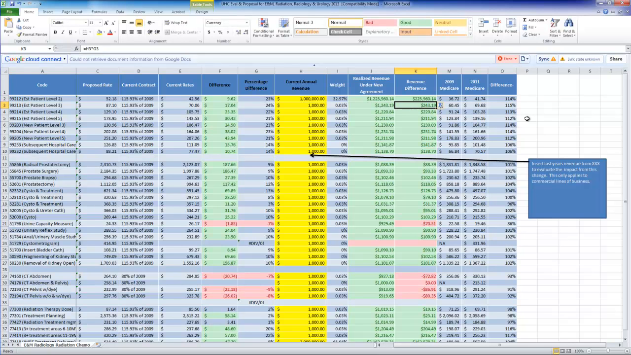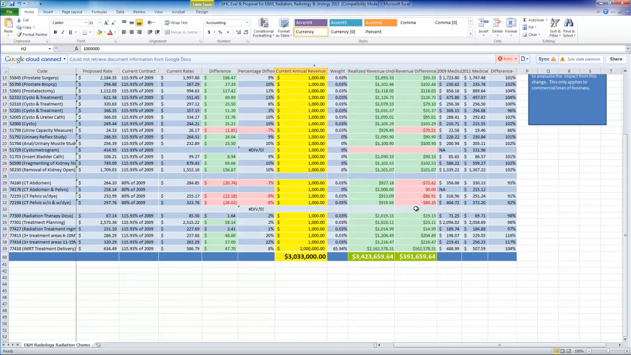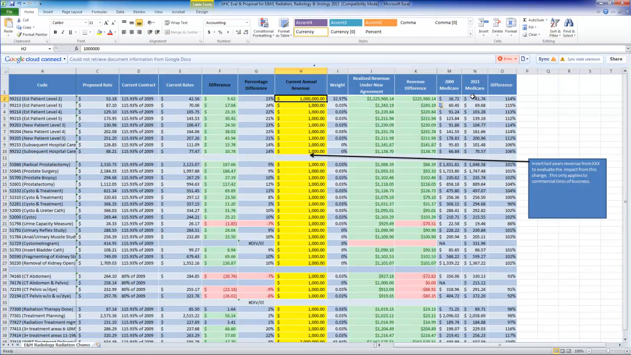And this is just a little cheat thing. We insert last year's revenue from whatever the payer is to evaluate the impact from this change. This only applies to commercial lines of business. So you have to be careful when you're looking at these, because a lot of times you will have Medicare and commercial, and obviously Medicare is going to be paid at Medicare rates in most cases, sometimes a little bit more, sometimes a little bit less. But the commercial line of business for this particular contract is the one we were looking at.